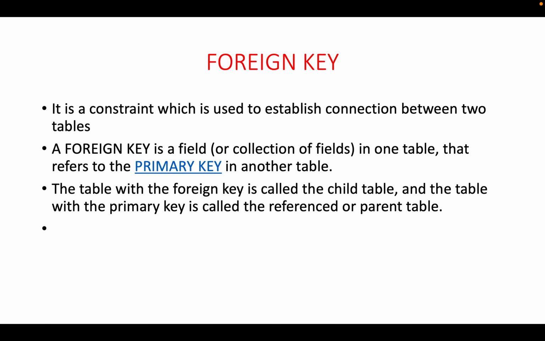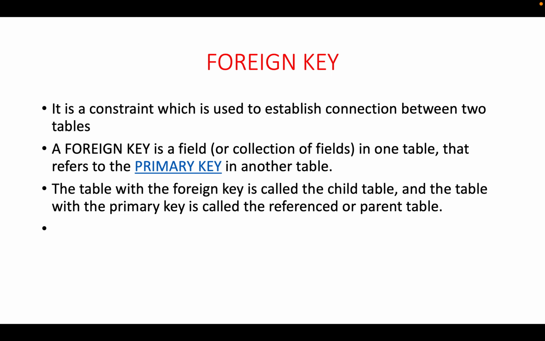And foreign key, what is a foreign key? A foreign key is a constraint used to establish a connection between two tables. A foreign key is a field in one table that refers to the primary key in another table. To connect two tables, there must be a relation between them. That's why a foreign key in a table refers to the primary key in another table. That is the relation.